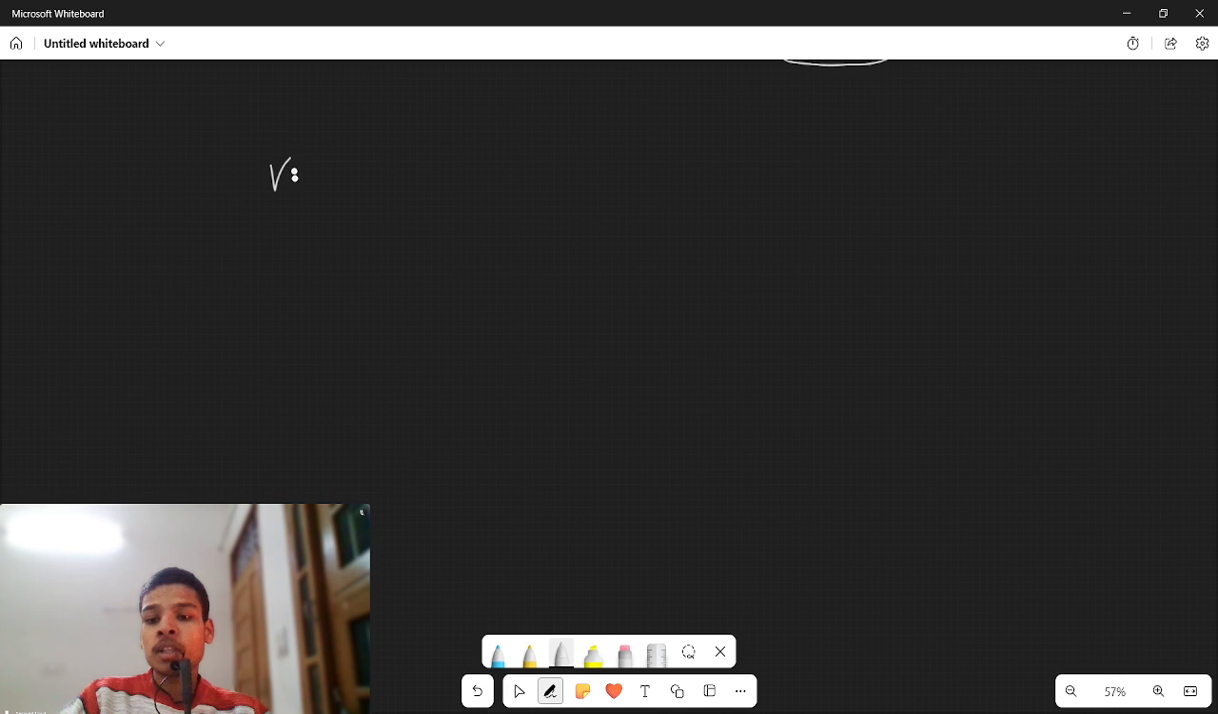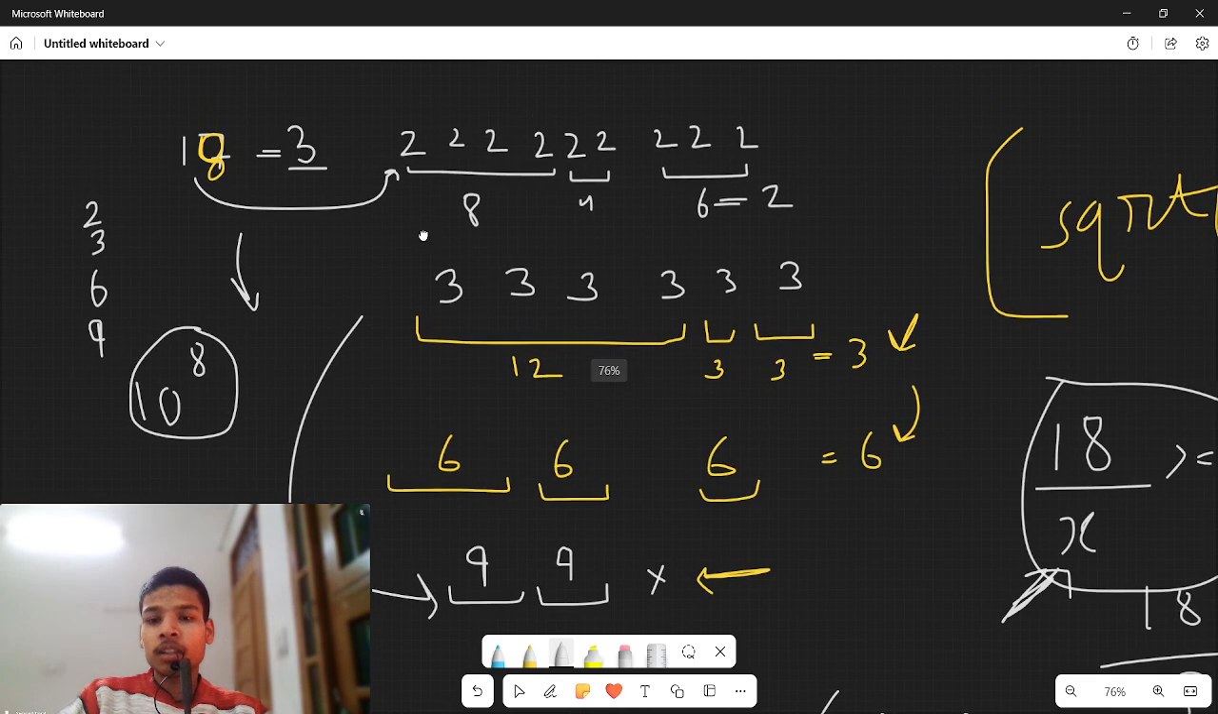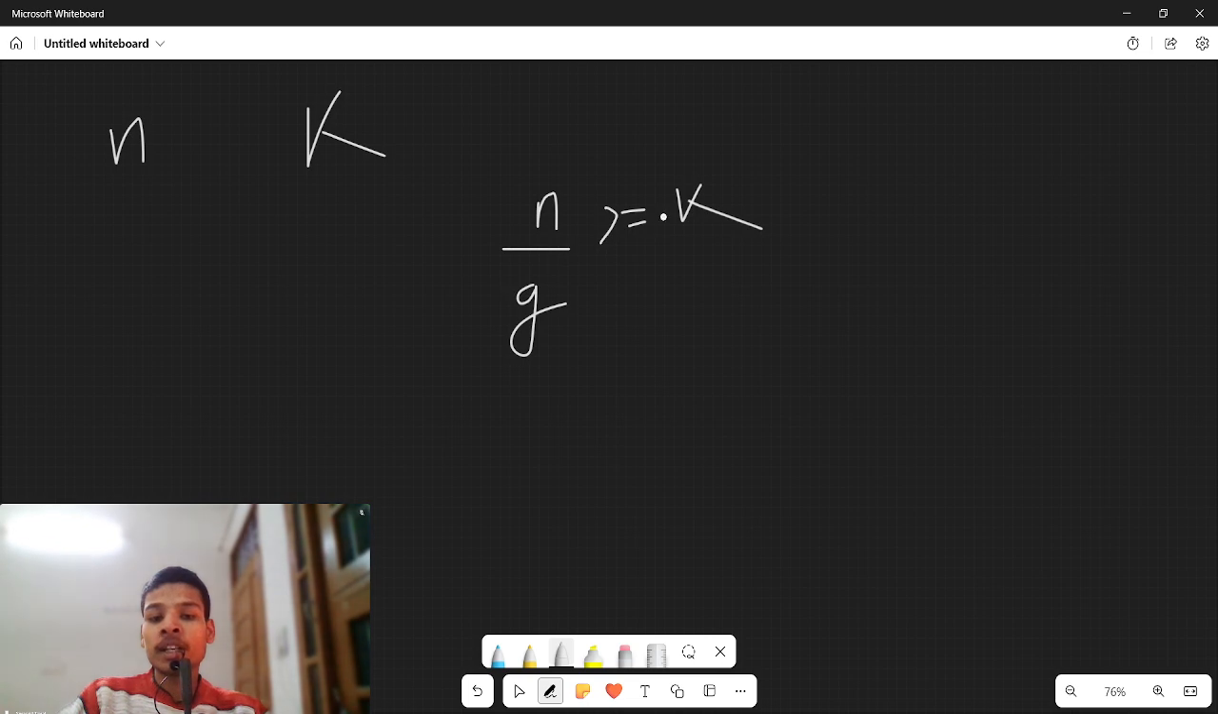if I have some number n and I want to divide it into k parts, what is the maximum possible GCD attainable? If I divide n by some number g which I want, the number of parts should be greater than or equal to k, because I can merge them at the end. Here you can see if I'm dividing 18 into some number of 2's, and my number of 2's is greater than 3, I will somehow merge some of the 2's to get a total of 3 parts only. So that's why I'm writing here that n by g should be greater than or equal to k.